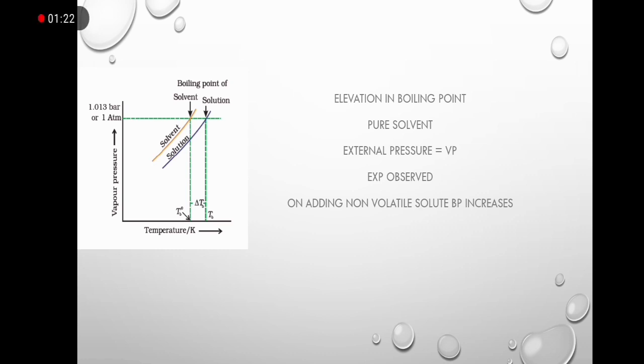Because vapor pressure has gone down, you would require a higher temperature to achieve the state where the vapor pressure of the solution becomes equal to the atmospheric pressure. Because of this, the boiling point of the solution goes higher, and that is why this colligative property is called elevation in boiling point. Furthermore, this elevation in boiling point is directly proportional to the amount of solute that is being added to the solution.